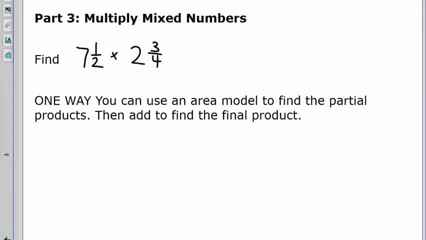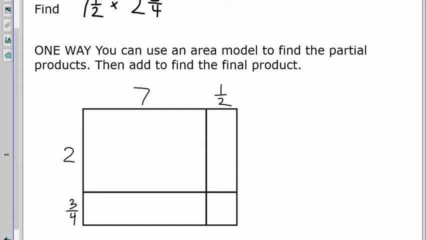Okay, for part 3, we're going to use both a model and a standard algorithm to multiply mixed numbers. In this case, I have 7 1/2 times 2 3/4. And we're going to use an area model for this, much like I'm sure you did in 5th grade with some whole numbers. So let's get started. I've created my area model, and I have my 7 1/2 on the top.